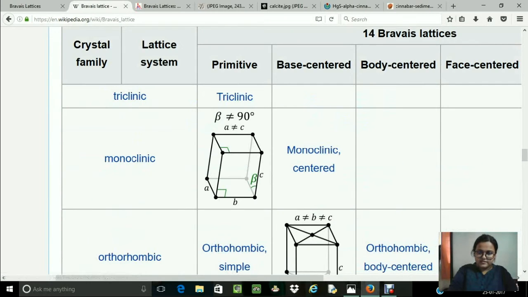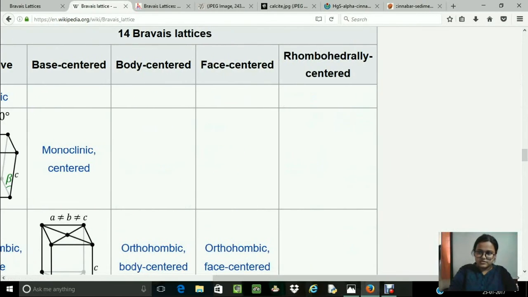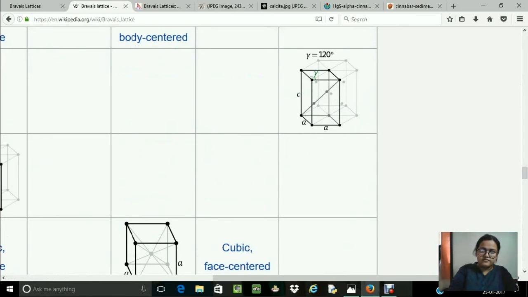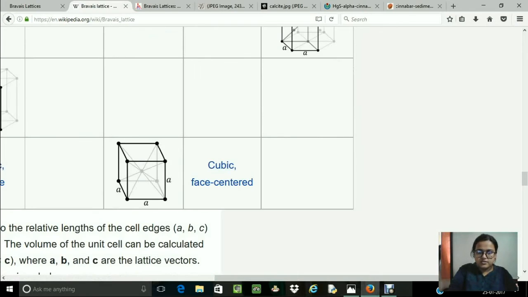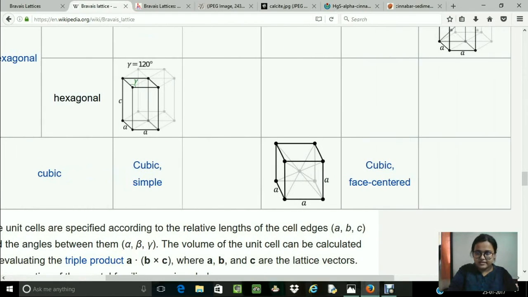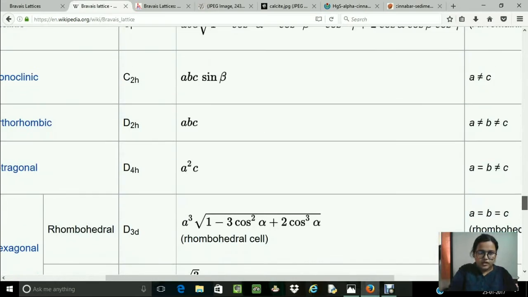In this rhombohedral structure, we can see there are 3 sides: A, B and C, and the angle is gamma. Here the gamma angle is 120 degrees. In this rhombohedral centered structure, the volume is A cubed times the square root of 1 minus 3 cos square alpha plus 2 cos cube alpha.